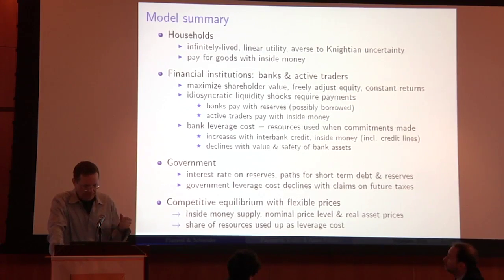This is our way to introduce shocks in asset markets that move prices. And then these households pay for goods with inside money. There are these two types of financial institutions, banks and the active traders. They're both competitive firms that maximize shareholder value. They can freely adjust equity and they operate under constant returns.